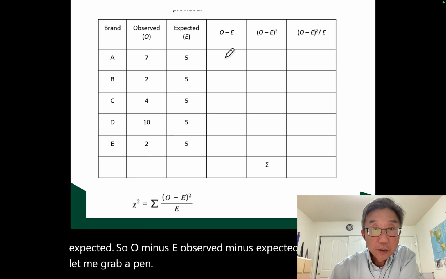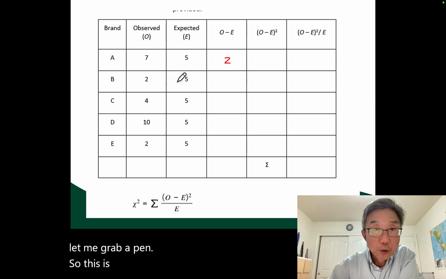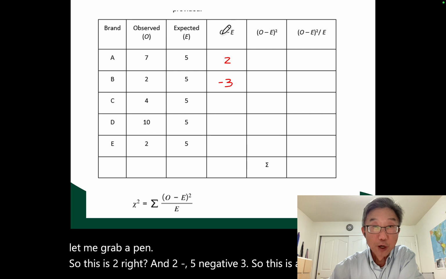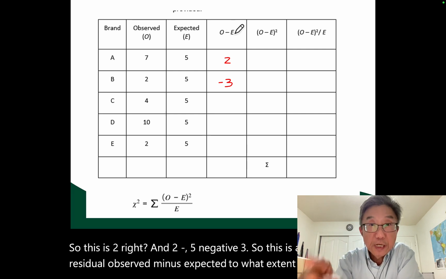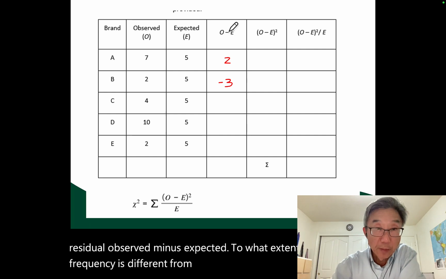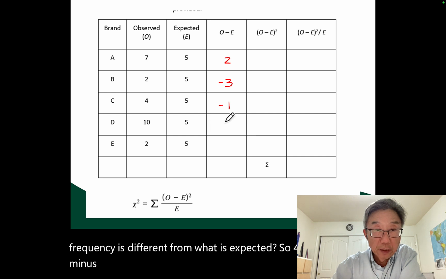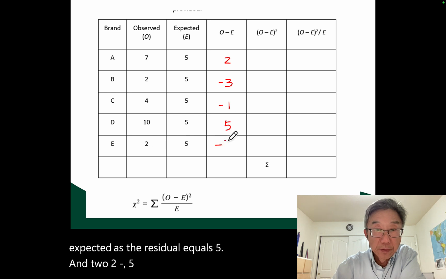So this is 2, right? And 2 minus 5 is negative 3. This is actually called the residual: observed minus expected, to what extent the observed frequency is different from what is expected. So 4 minus 5 equals negative 1. 10 minus 5, the residual equals 5. And 2 minus 5, negative 3.